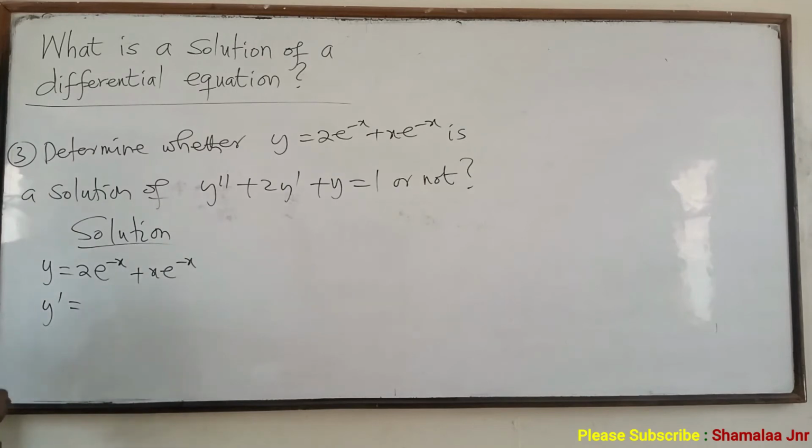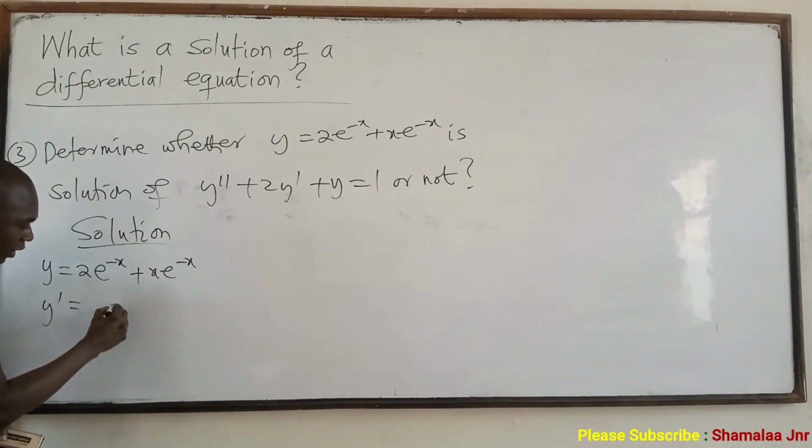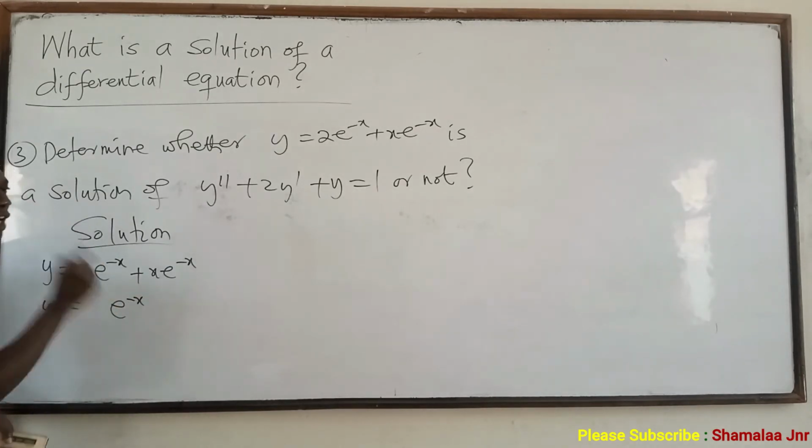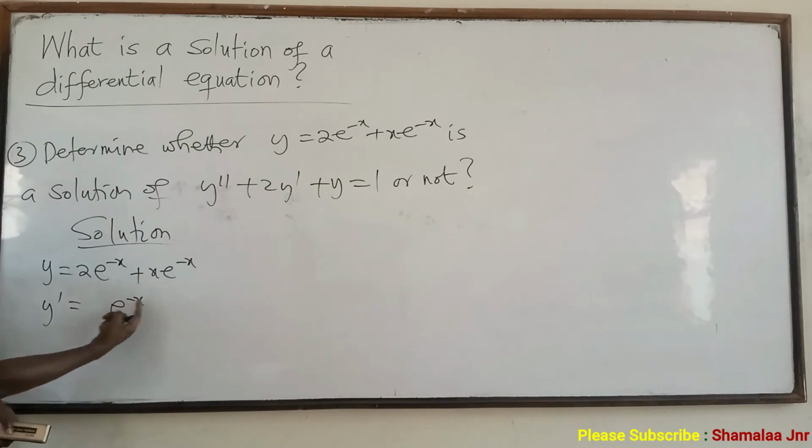Now, look on the board. If you are differentiating this exponential function, you are going to get exponential of negative x times the derivative of negative x with respect to x. Are you seeing it? The derivative of negative x with respect to x will be negative 1. So that will make this side negative 2e to the negative x.